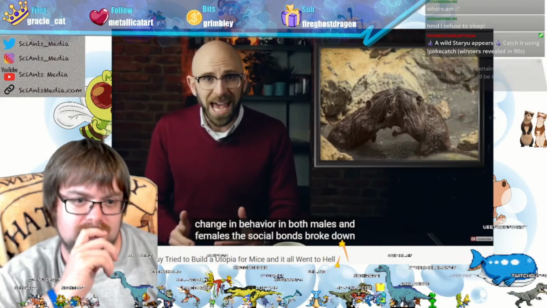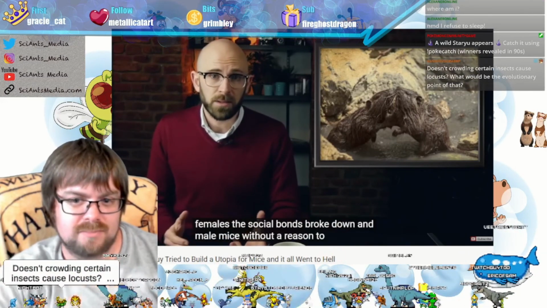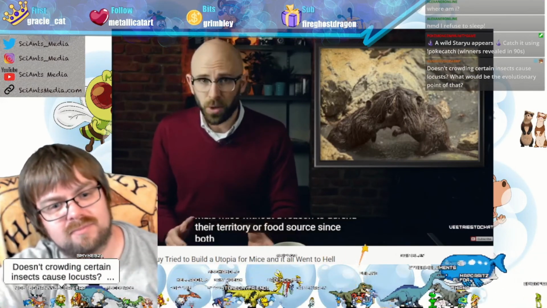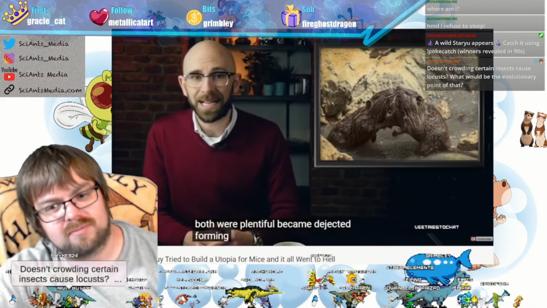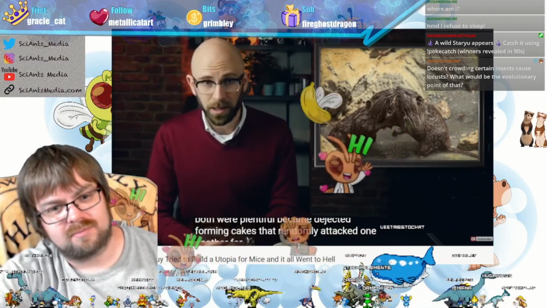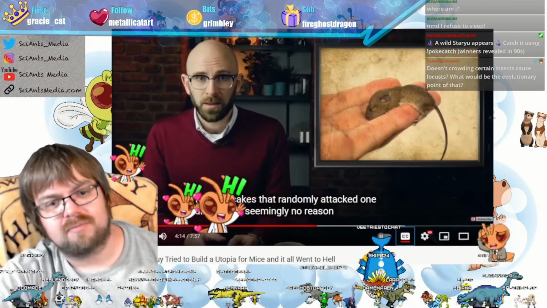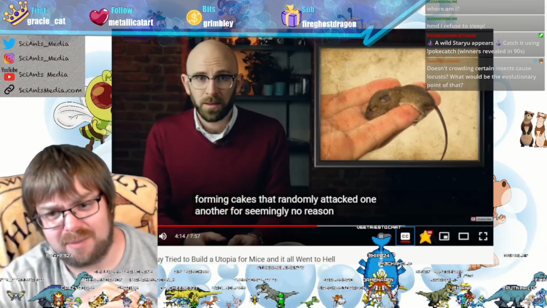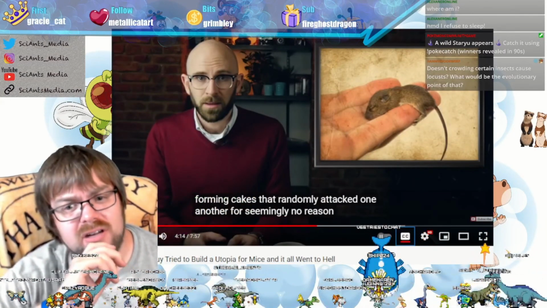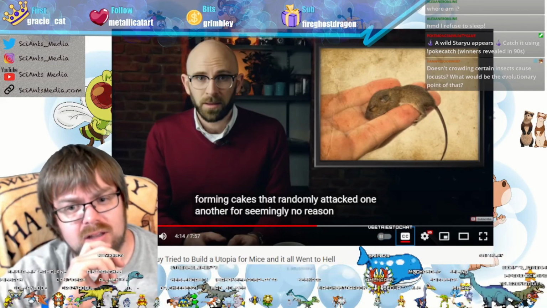Social bonds broke down, and male mice, without a reason to defend their territory or food source since both were plentiful, became dejected, forming cliques that randomly attacked one another for seemingly no reason. So, breakdown of society is being modeled here. So, in crowding, certain insects become locusts.